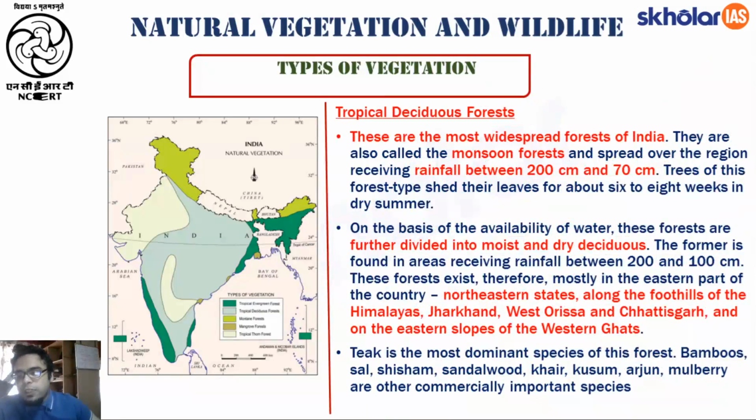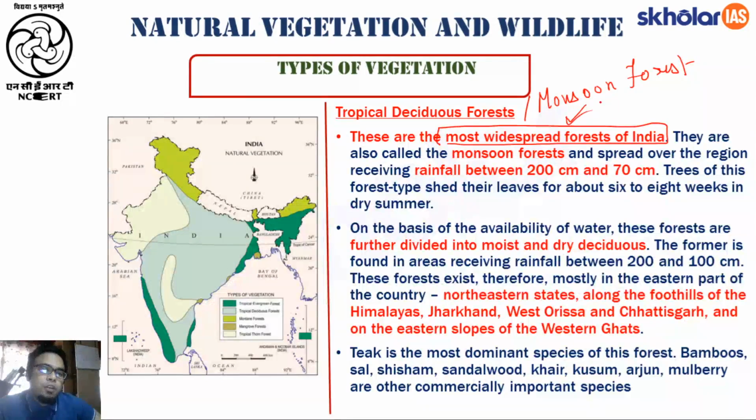Then the next forest that we have is your tropical deciduous forest, which is also called the monsoonal forest or monsoon forest. So these are the most widespread forests of India. Very important point. So out of all the natural vegetations that we find in India, which is the most widespread? It is your tropical deciduous forest, also called a monsoon forest, and they are spread over the region which receives rainfall between 200 to 70 centimeter.